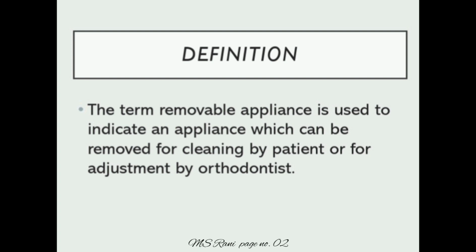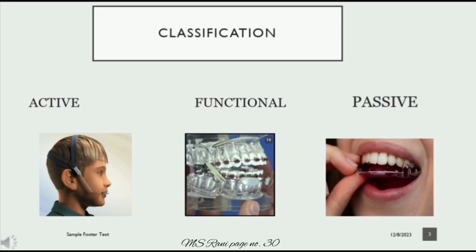What is the definition of removable appliances? It is the term used to indicate an appliance which can be removed for cleaning by the patient or for adjustment by the orthodontist.